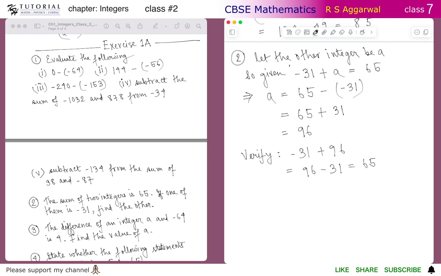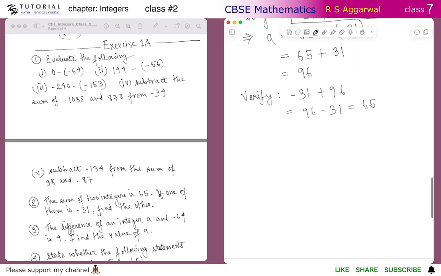This is the equation that we have got from the given information. So one number is given as minus 31, and we have assumed the other number to be a, and the sum is given. So the sum becomes the given number plus the number that we have assumed, a, equals the given sum. In this case, it is 65. So now from here we can say that a equals 65 minus. So we are basically subtracting to find a. We are subtracting the minus 31 from 65. So in this way we find a as 96.